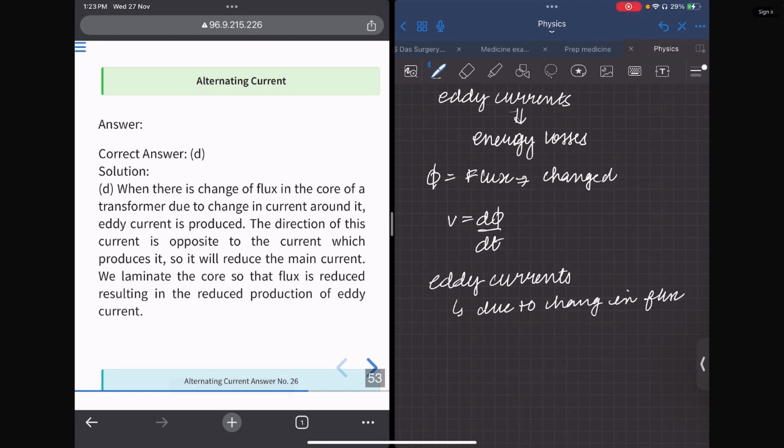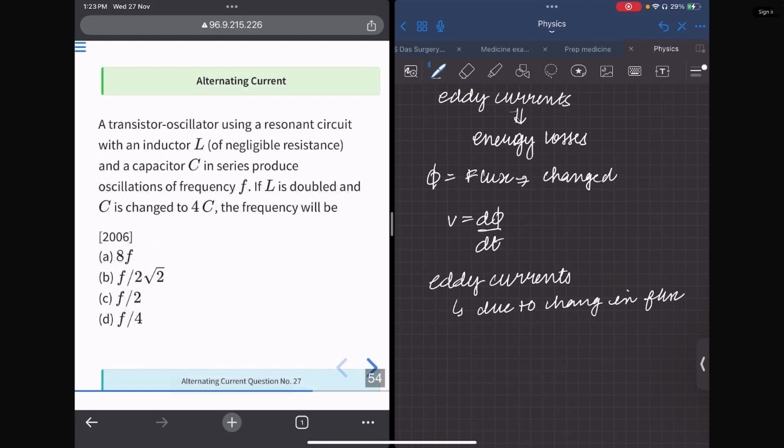The direction of this current is actually opposite to the current which we produce, so it will reduce the main current. So we laminate the core so that the flux is reduced, resulting in reduced production of eddy currents.